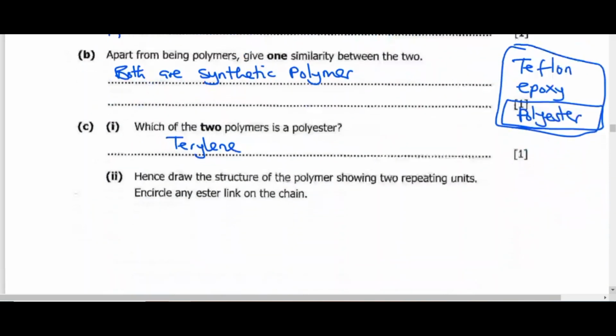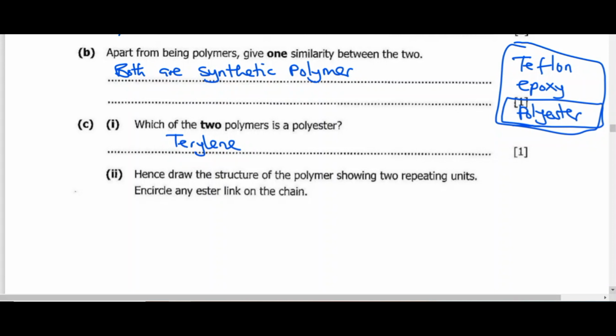So let us move. Hence, draw the structure of the polymer showing 2 repeating units and circle any ester link on the chain. So we have to give and we have to draw here. So how do we draw? So we can say number 1 we have, okay, so this is a link.